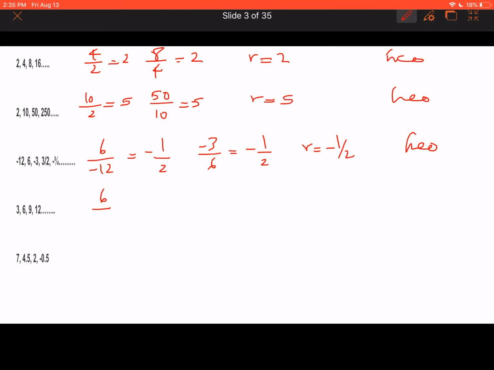Next, 6 divided by 3 is 2, and 9 divided by 6 is not equal to 2, right? The ratio is different for different terms. So this is not a geometric sequence.